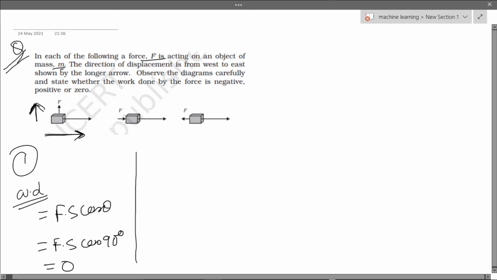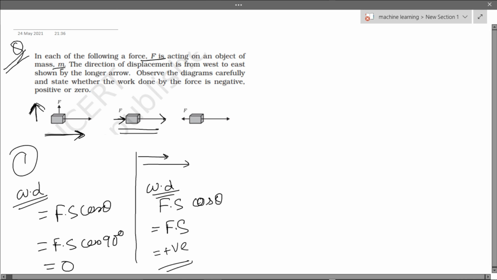Next, in this question, the force is along the displacement. The direction of force is the same as the direction of displacement. So the angle is 0 degrees. The work done is F into S cos theta, and here theta is 0 degrees. So the work done is F into S and it is positive, since the force is in the direction of displacement.